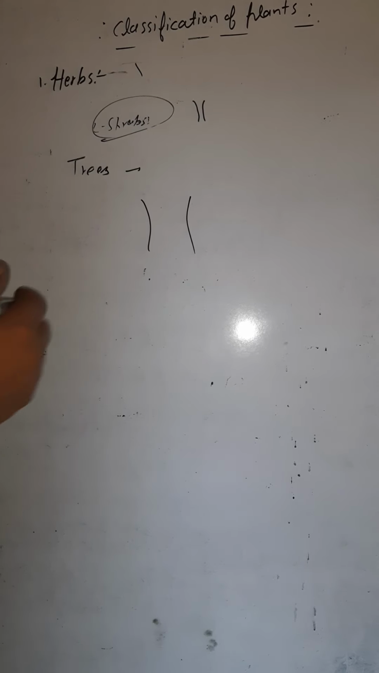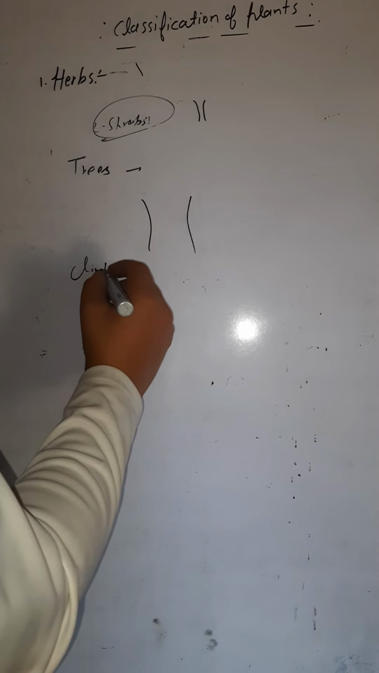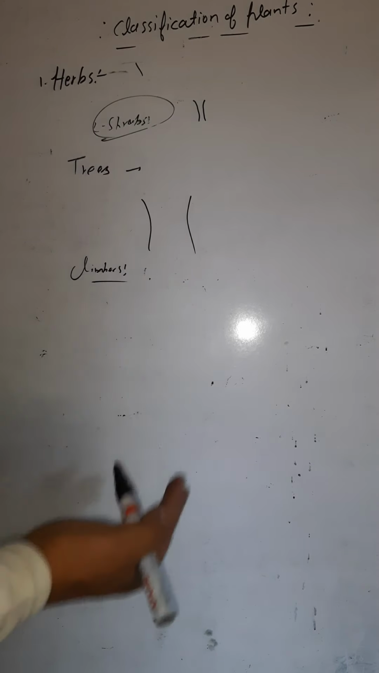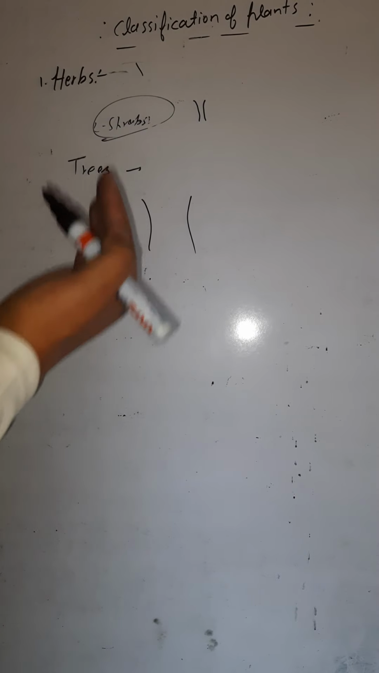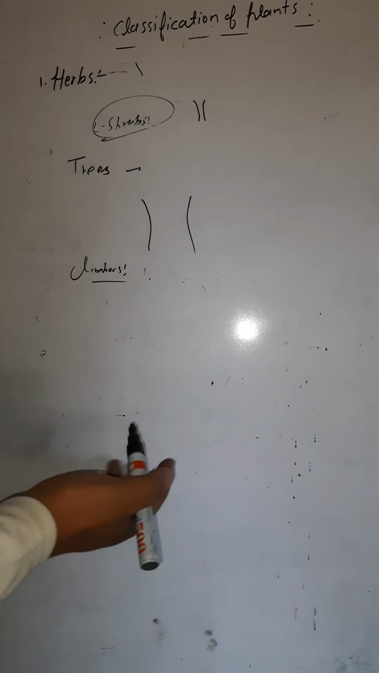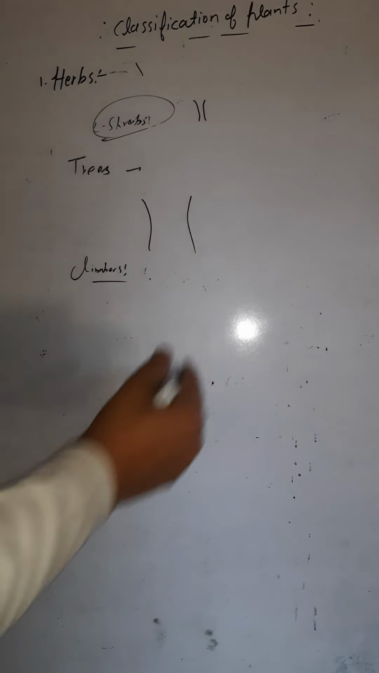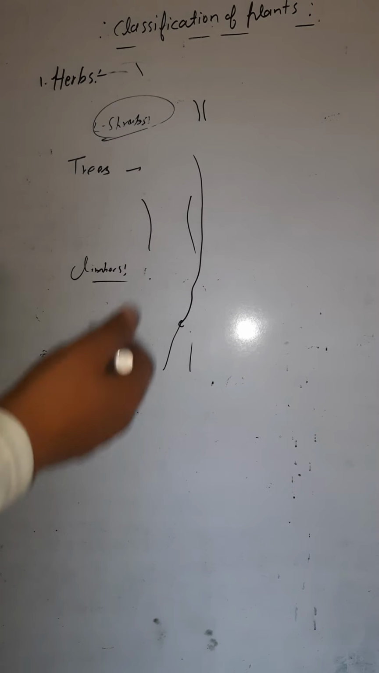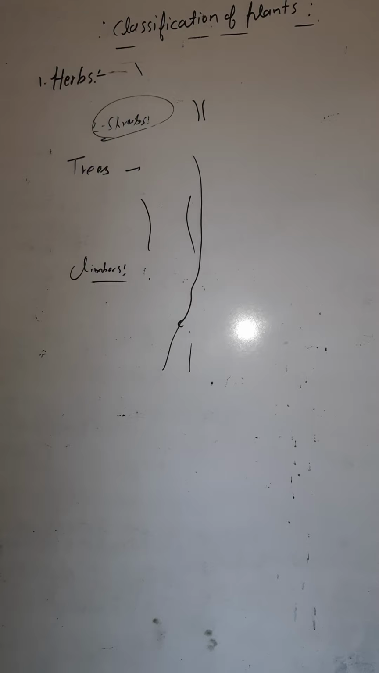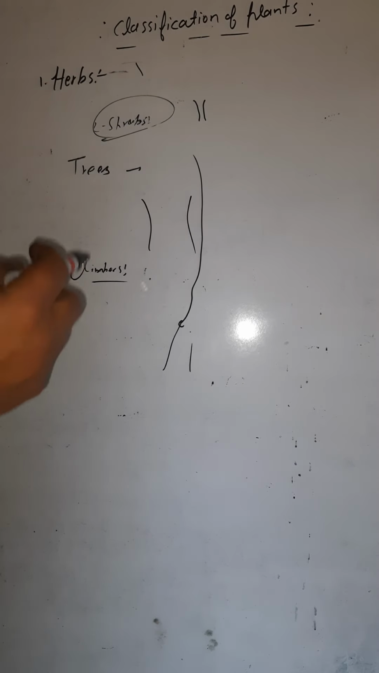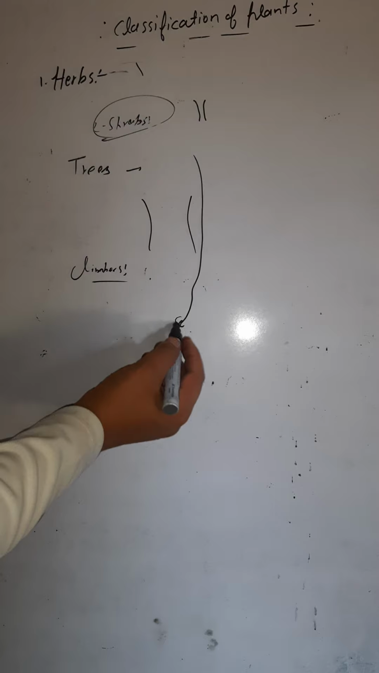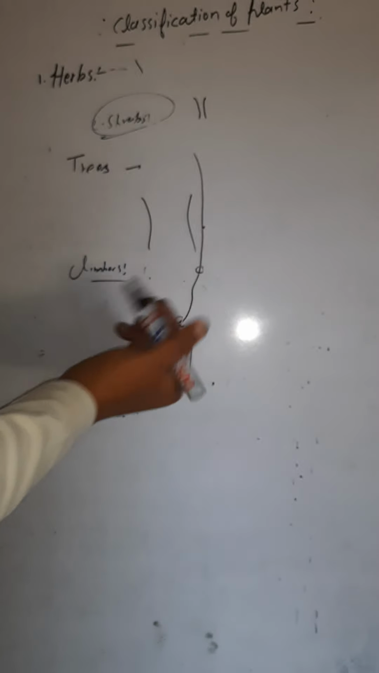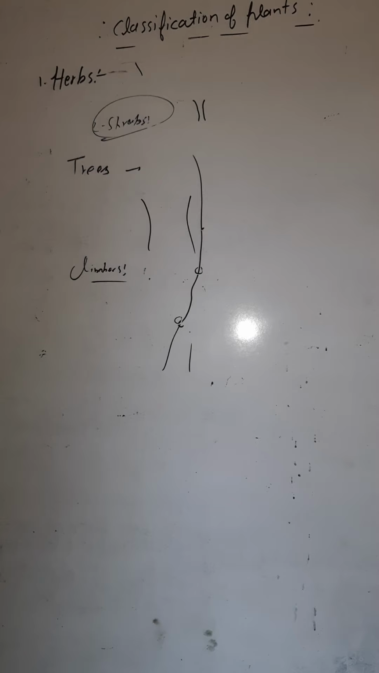Next is the category of the climbers. These are the plants which need some support to climb up. If you give them some support, they will climb up. A very common example is the money plant. The money plant is a climber, because if you give it some support, it will climb up. They have hooks in between, and with the help of the hooks they climb up. So we call such plants climbers.